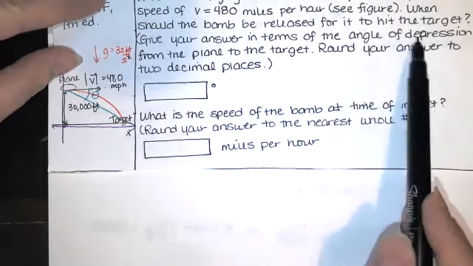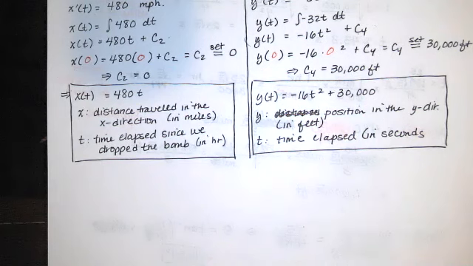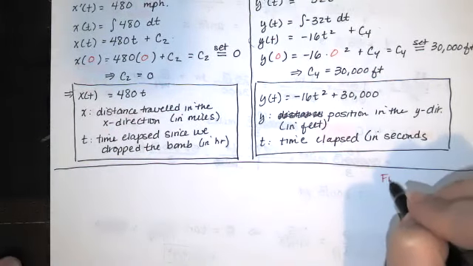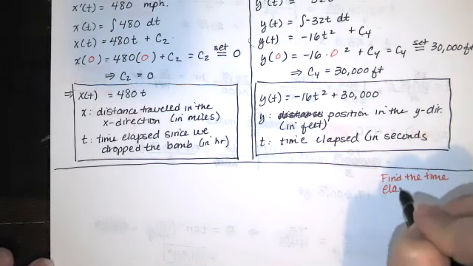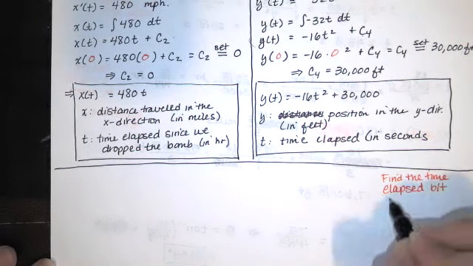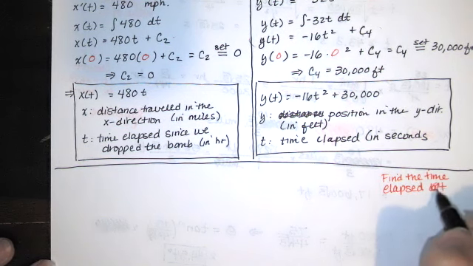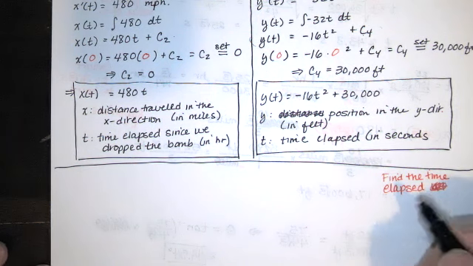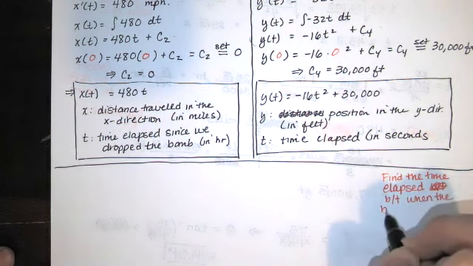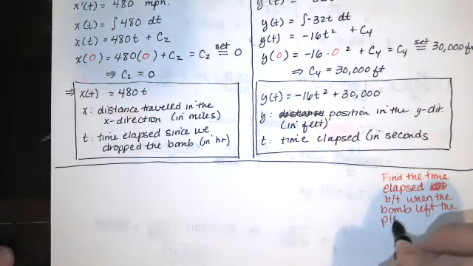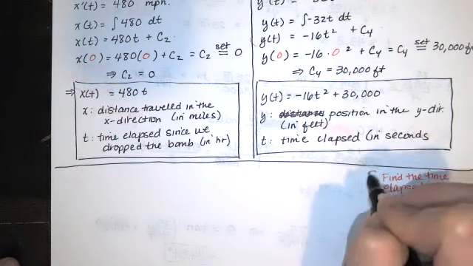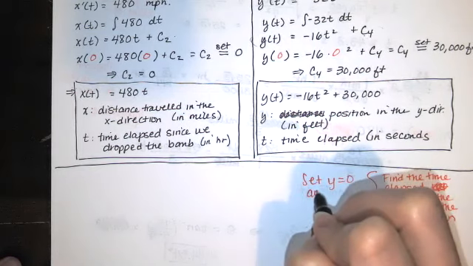So if they just asked me when should the bomb be released for it to hit the target, and I saw the word when and I was looking for time, what I would do is set y equal to 0 and solve for t. So let's do that. We're finding the time elapsed between when the bomb left the plane and when it hit the ground. And the way that we do that is we're setting y equal to 0 and solving for t.